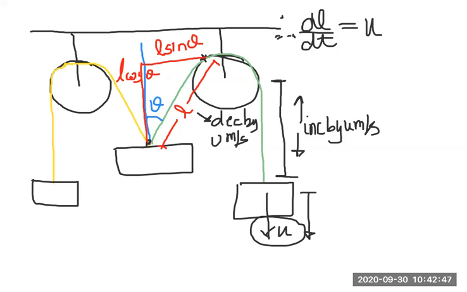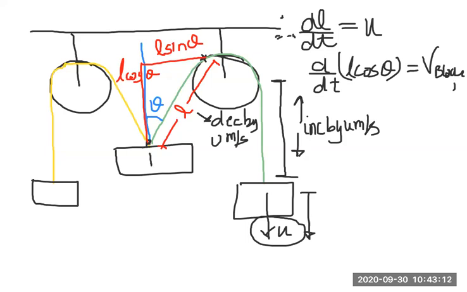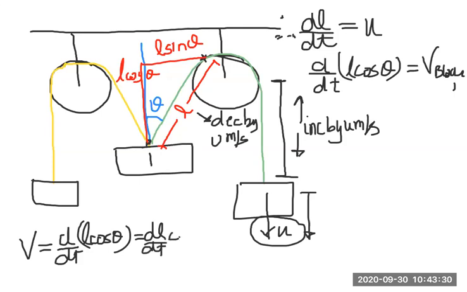And what is so special about L cos theta? So d by dt of L cos theta will be equal to the velocity of the block. L cos theta का rate of change will be equal to the velocity of block 1. So velocity of block 1 is equal to d by dt of L cos theta, which is equal to dL by dt cos theta minus L sin theta d theta by dt.